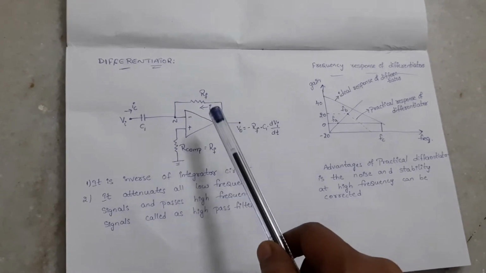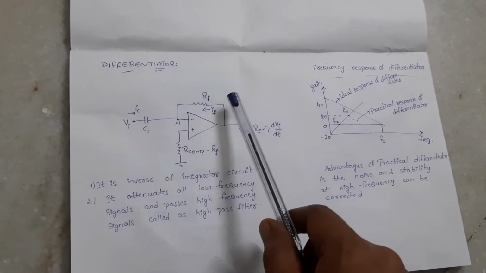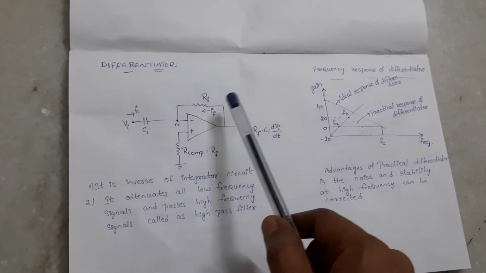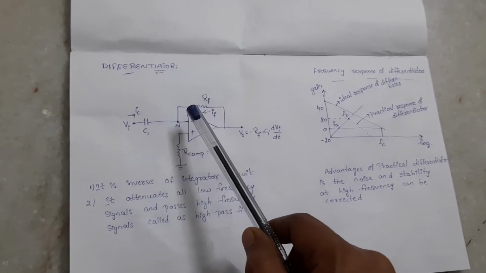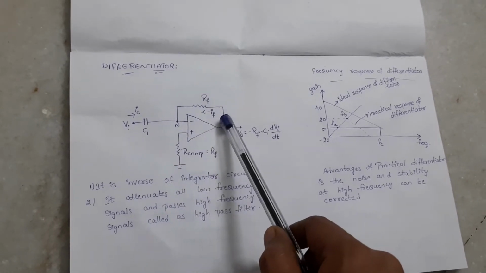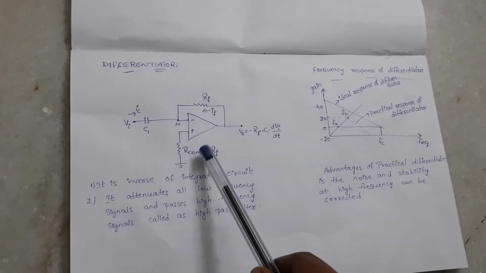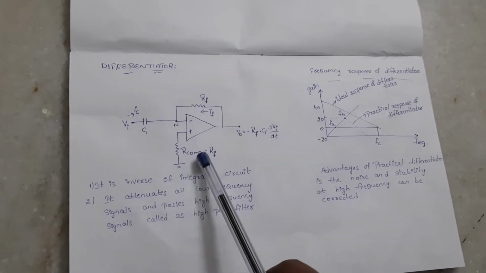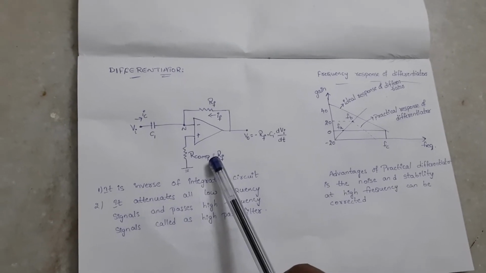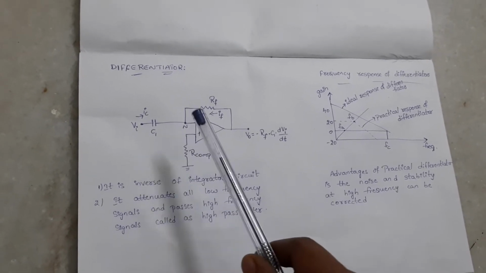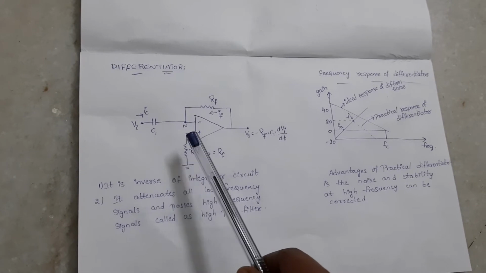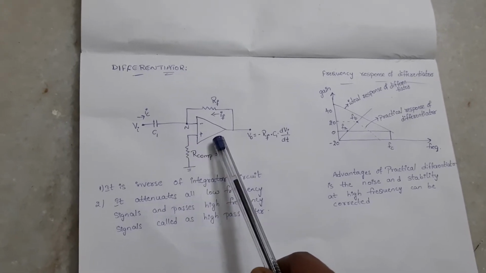For the integrator we connected a resistor here and a capacitor here. Now the differentiator is the inverse. We are connecting one resistor in the feedback, and the input is the capacitor. And we are connecting one compensation resistor, or COMP is the compensation resistor, to compensate the input bias current. We did the same in the integrator circuit also.